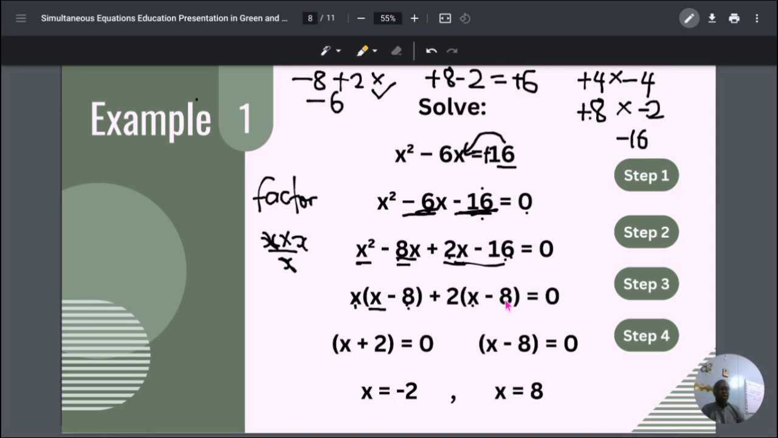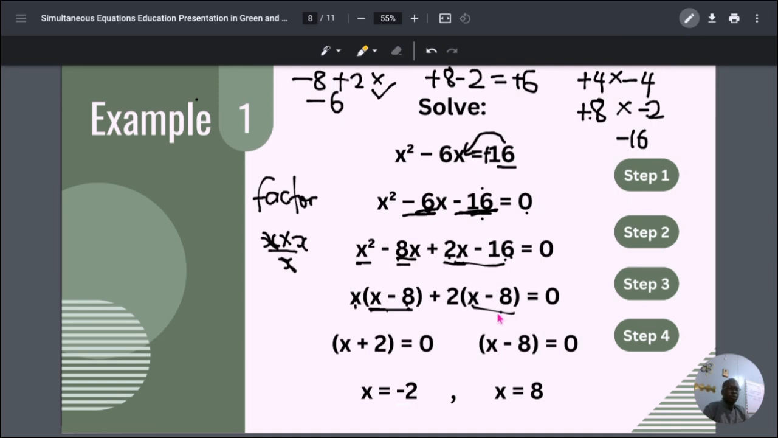Now, the trick here also is that whatever you get in the first bracket, you must get it in the second bracket. If you did not get the same, that means your factorization method was wrong. So you have to go over it again. You get it? So you have to go over it. And what you get here, you must also get in this next bracket here.